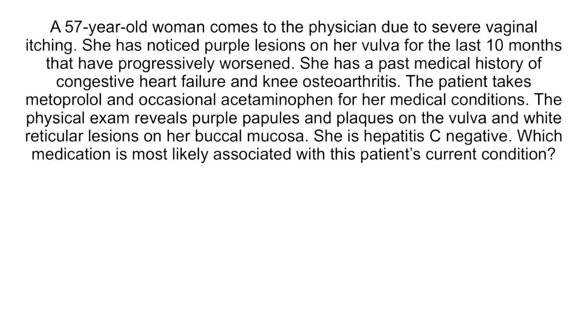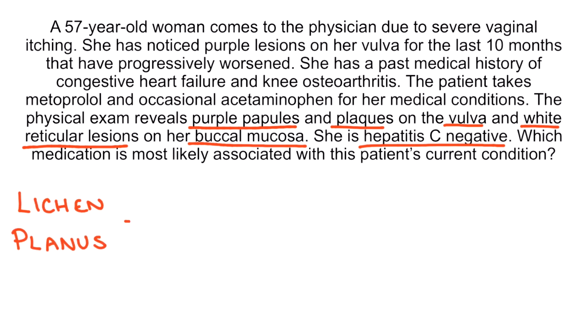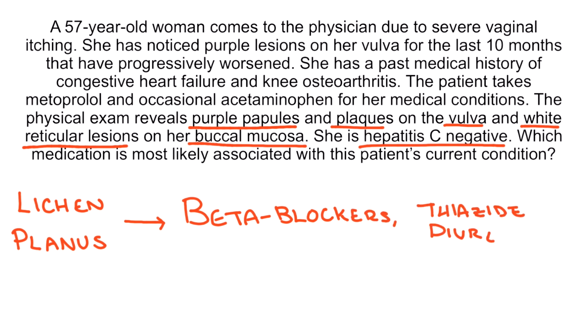All right, this patient presents with pruritic purple papules and plaques on her vulva and white reticular lesions on her buccal mucosa. This presentation is most consistent with lichen planus. This patient is hep C negative, making infection-induced lichen planus unlikely. Lichen planus can also be associated with certain medications such as beta blockers and thiazide diuretics. This patient is taking metoprolol for her congestive heart failure. And recall that this is a beta blocker, so this is the most likely cause of lichen planus in this patient. So the answer to the question is metoprolol. And that concludes our lecture on benign dermatologic conditions.